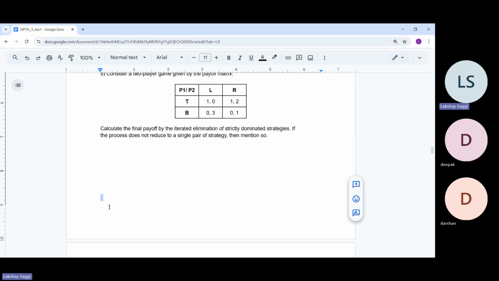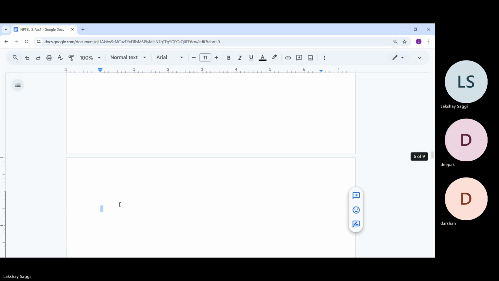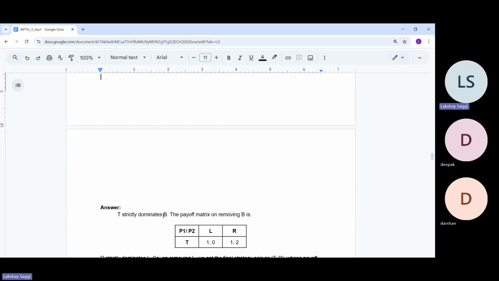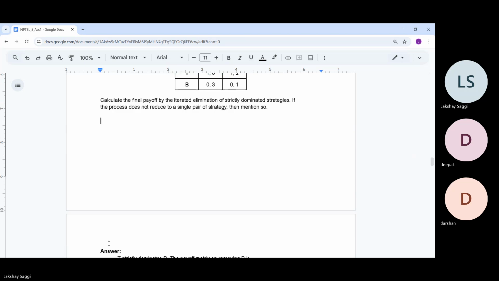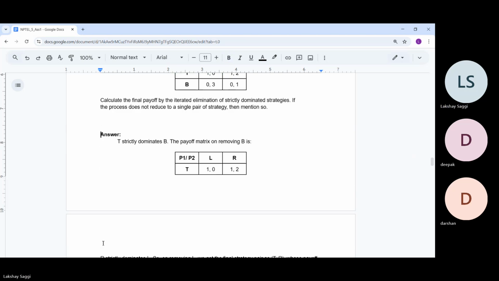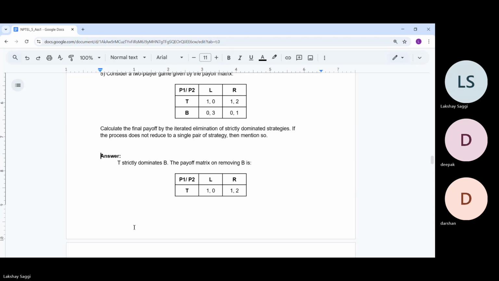Maybe I should just bring the answer up. Yeah. So T is strictly better off than B. Should I bring this answer up? Yeah. So the strategy T strictly dominates the strategy B, so we can just remove this strategy B altogether. And now the payoff matrix only consists of this row. So this is the payoff matrix on removing the strategy B. So we remove the strictly dominated strategy, and now we again check. This is what we call iterative elimination of strictly dominated strategies.